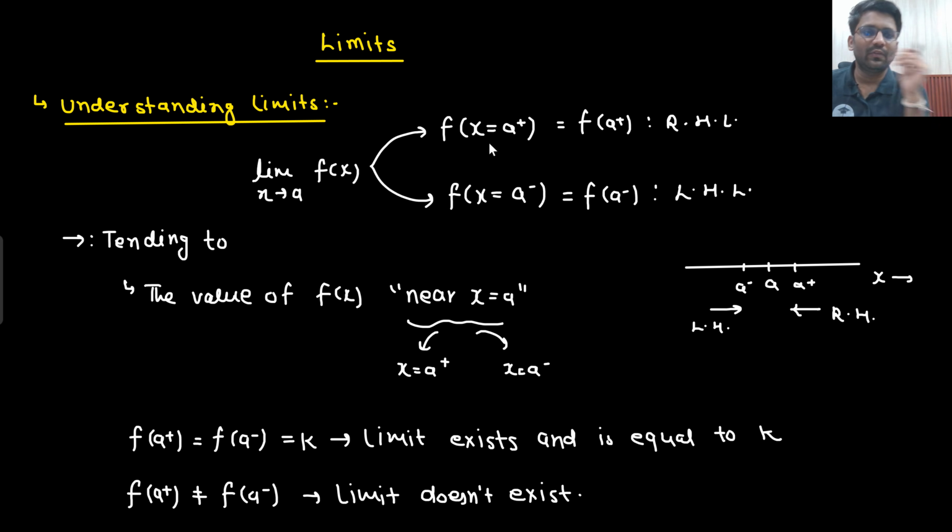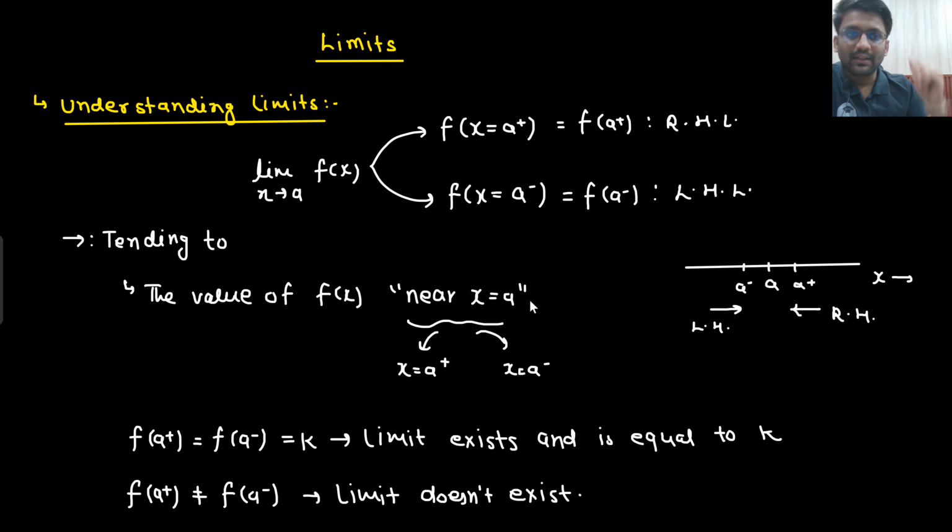Understandable? So what is the meaning of limit x tending to a f of x? That means you need to find out the value of f(x) near x equals a, not at x equals a. And what is the meaning of near x equals a? Near x equals a means x equals a plus or x equals a minus. That means you need to find out the value of f(x) at a plus and a minus.